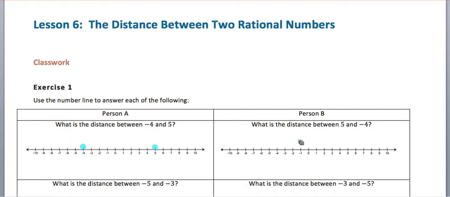Person B, then, finding the distance between 5 and -4, when you look on the number line, you can see that those are exactly the same integers, and so the distance between them is the same. They both have a distance of 9.